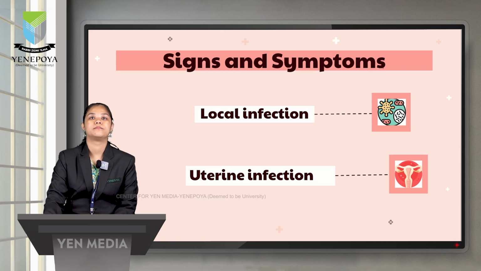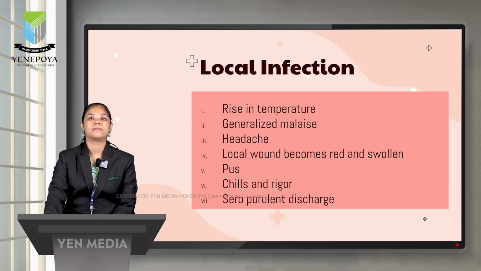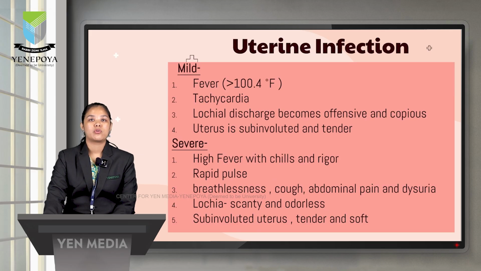Signs and symptoms of puerperal sepsis. It could be a local infection, which is present over a specific or localized area, or it could be a uterine infection. Signs and symptoms of local infection: the classic signs of infection, such as an increase in temperature, generalized malaise, headache, local wound becoming red and swollen, pus formation, chills and rigor, and seropurulent discharge may also be present.